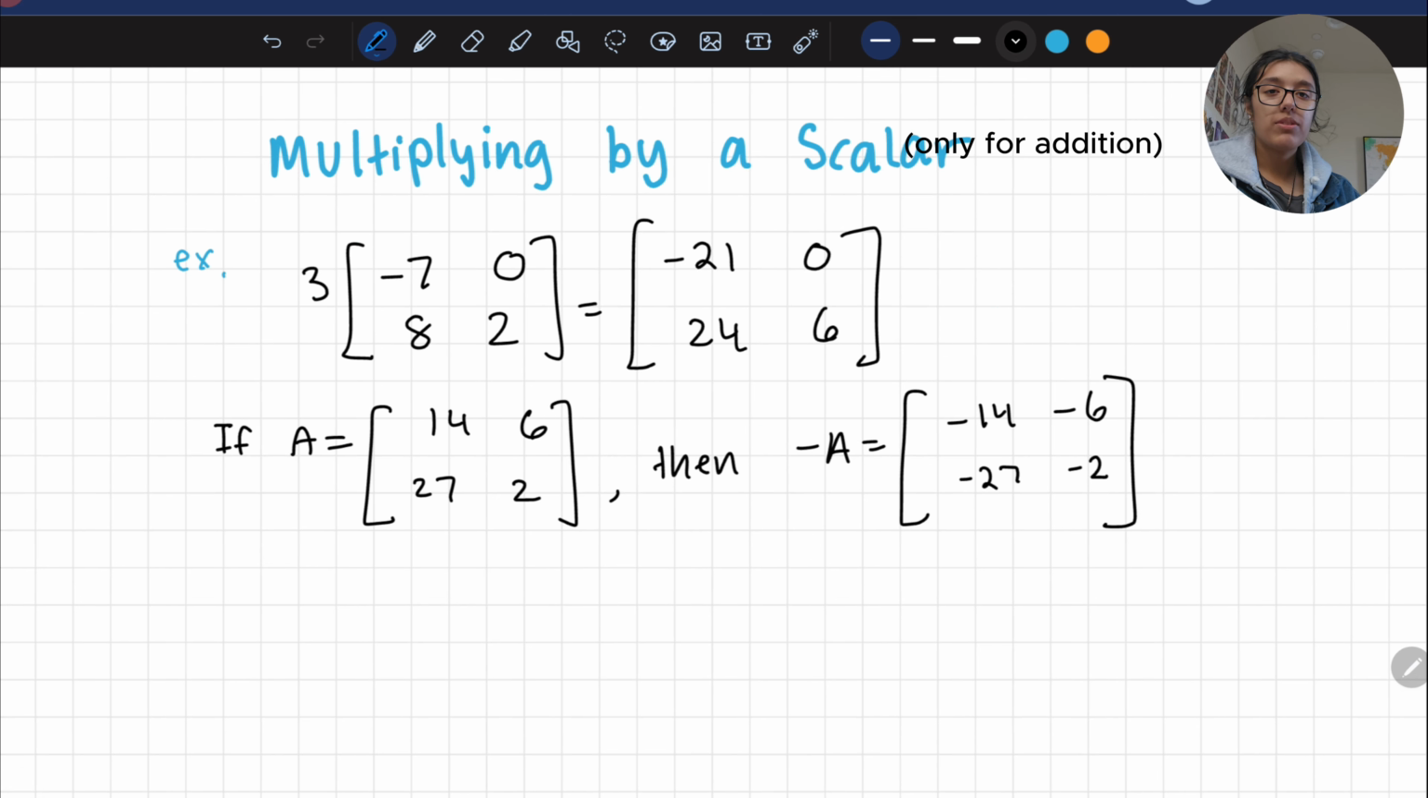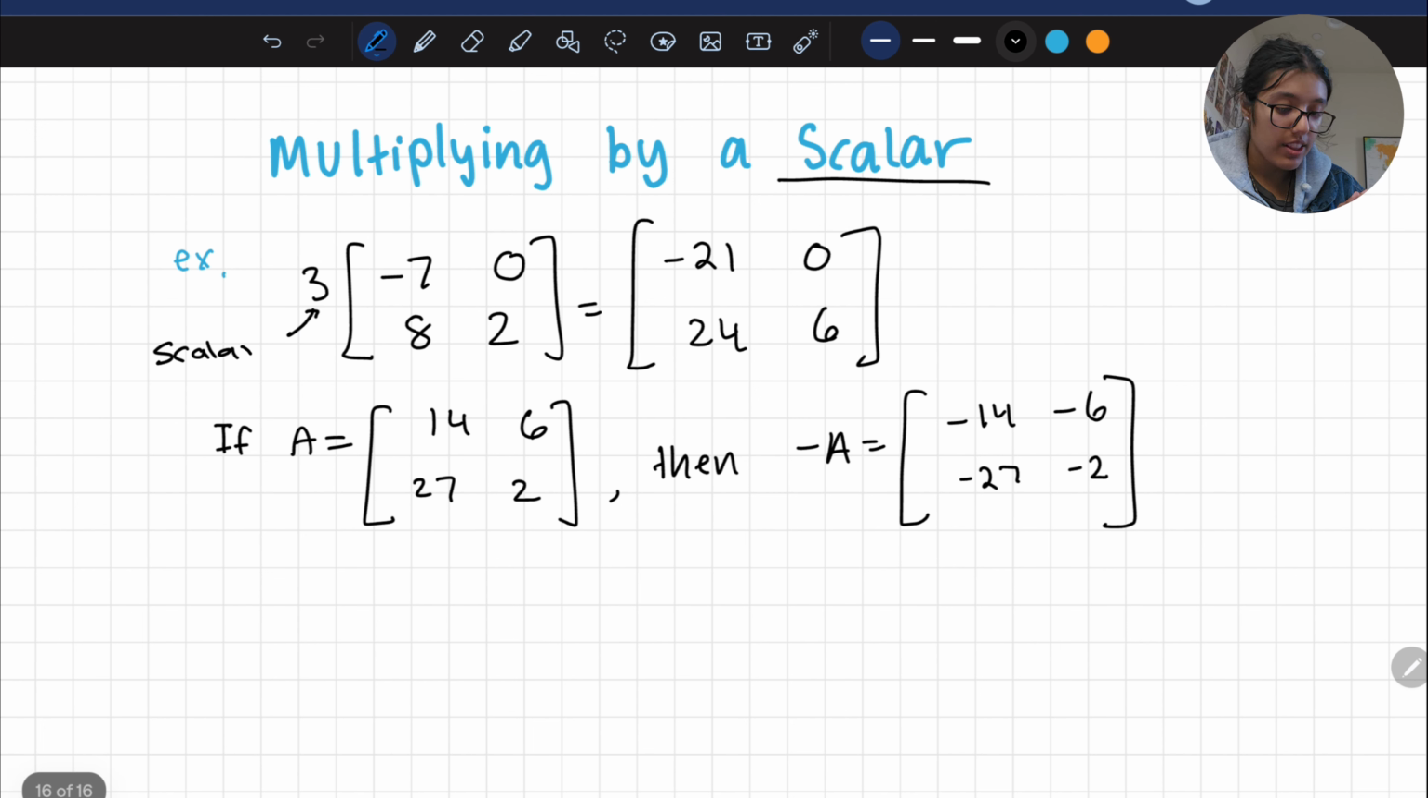And now on to another property, we're going to be multiplying by a scalar. So here's an example. Scalar just means a value. So this is going to be our scalar, which is 3, and this is our matrix. And multiplying a matrix by a scalar is pretty simple. You just multiply this scalar by every element in that matrix. So you have 3 times negative 7, that's negative 21. You have 3 times 0, that's just 0. 3 times 8, that's 24, and 3 times 2, that is 6. So that's pretty much all you need to know for scalars being multiplied by matrices.